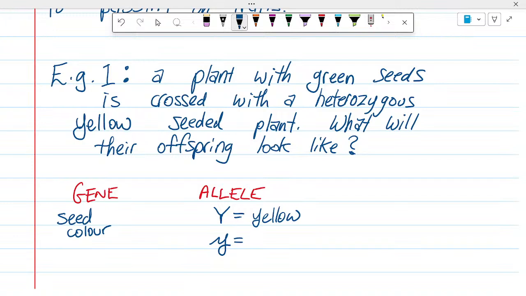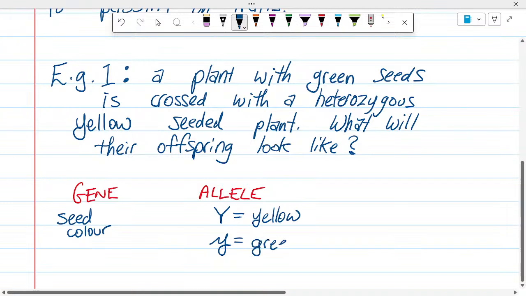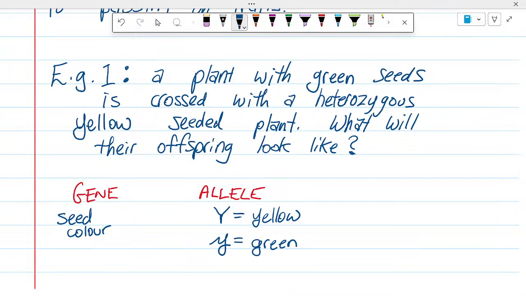So, a plant with green seeds is crossed with a heterozygous yellow seed plant. Because what does the little y, the recessive trait, look like? Green. Could you have a heterozygous green plant? Well, I had to change this. I couldn't just say, well, we'll change it from my note. Is there such a thing?